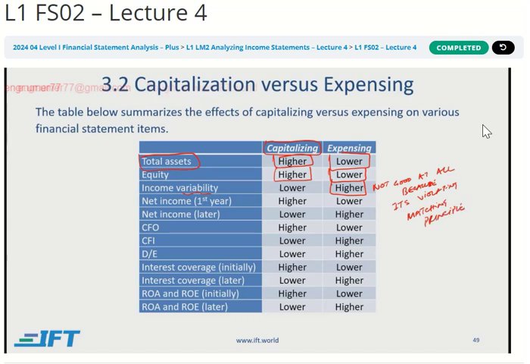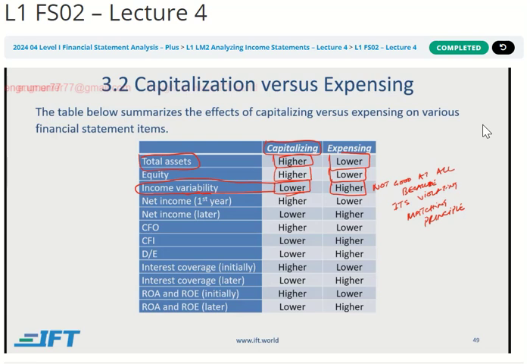Right, we need to have that expense spread across its useful life, because that factory is going to give you benefit for 10 years. So the cost should also be booked across 10 years. And therefore, if you do it properly, then your income variability will be lower if you capitalize it.